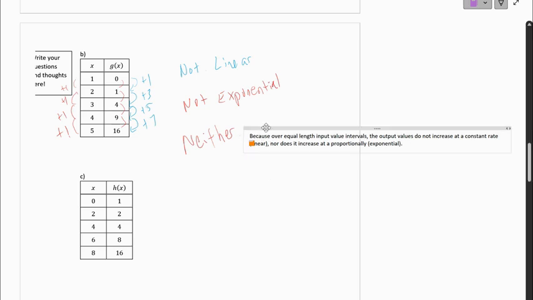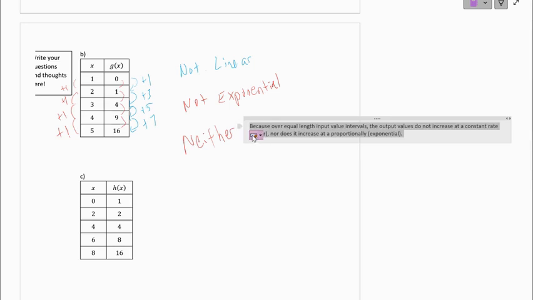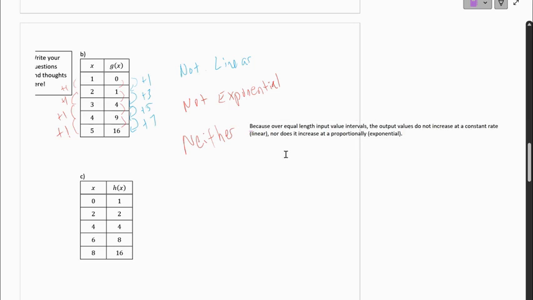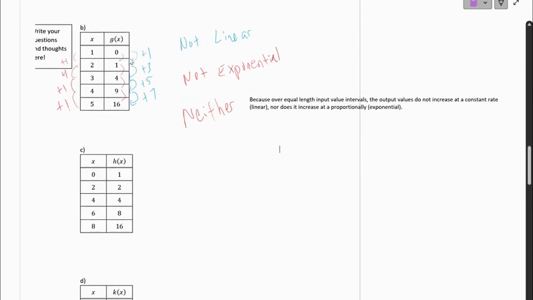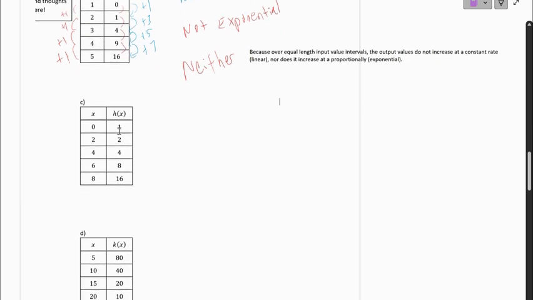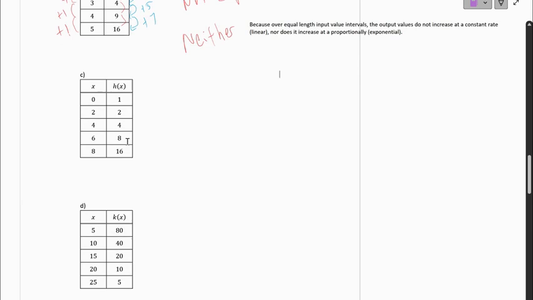I don't know what that orange box is. That's weird. Whatever, that's fine. So there is our reason for neither in this one. We checked for both linear and exponential, and neither worked, so that's why we are neither. Let's go to C. Again, if you want, pause this video, try C and D, and then come back and we'll go over it.